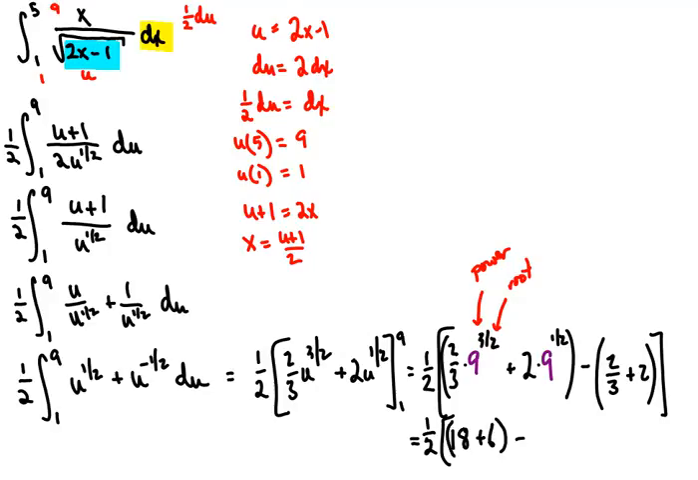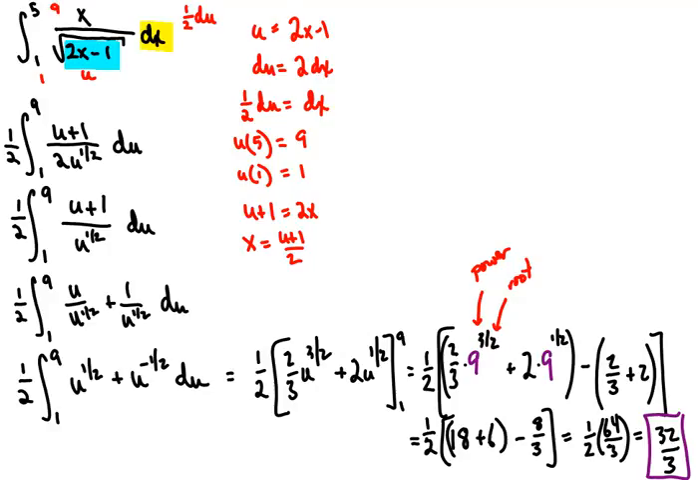Then we need to add 2/3 and 2, and that's 2/3 plus 6/3, which is 8/3. So we have 24 minus 8/3, and 24 in terms of thirds would be 72/3 minus 8/3, which would be 64/3. And that should give us 32 over 3.